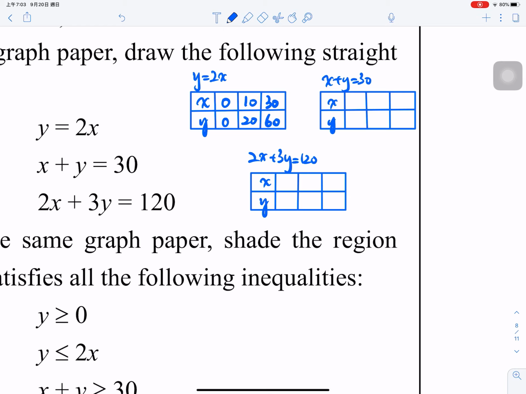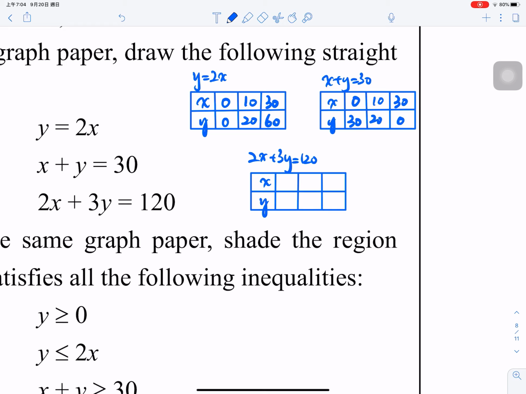Okay, let's see. x plus y equals 30. Then how about this one? x equals 0, then y equals 30. And if y equals 0, x equals 30. Yes. Then next, x equals 10, y equals 20.